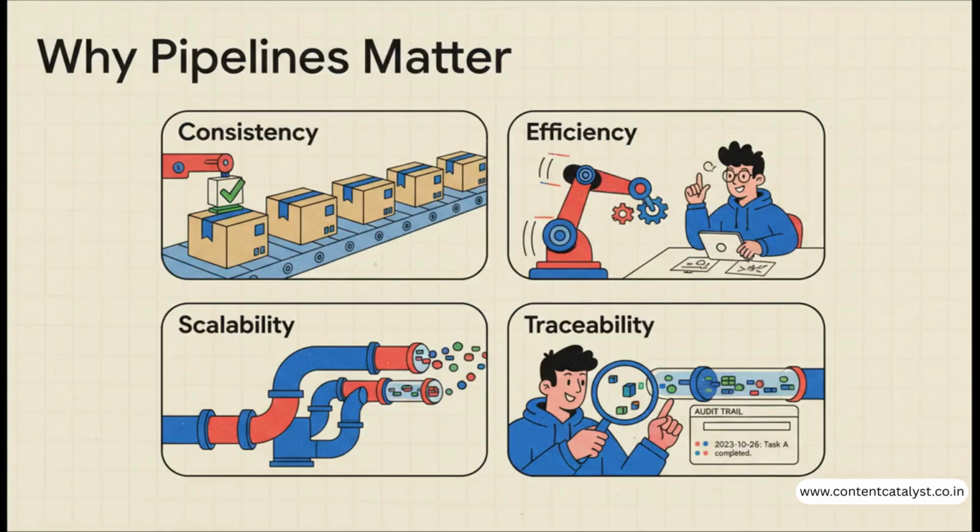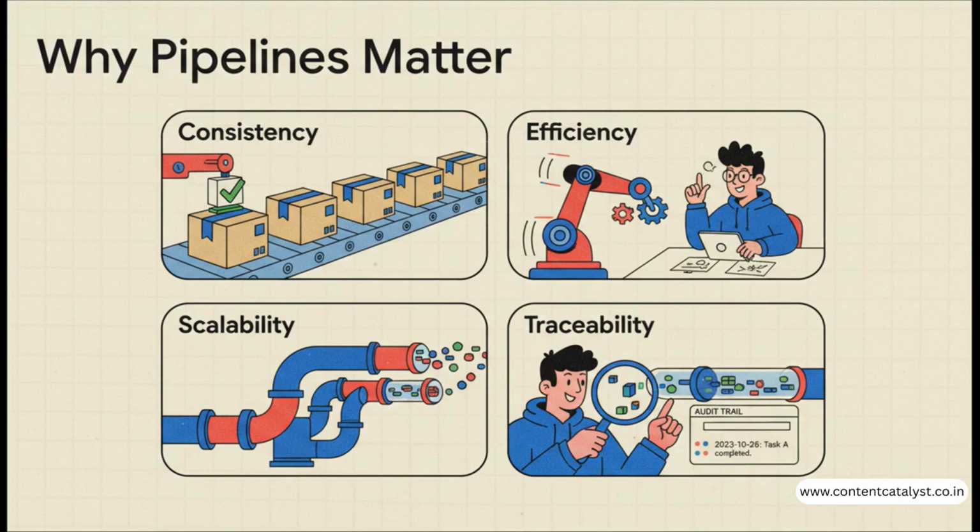So why does this matter so much? Well, first, consistency. Every single build, every test, every deployment follows the exact same process. No exceptions. It's efficient because you're automating all those boring, repetitive tasks. It scales as your project gets more complex, and you get full traceability, a perfect audit trail of everything that happened and when.